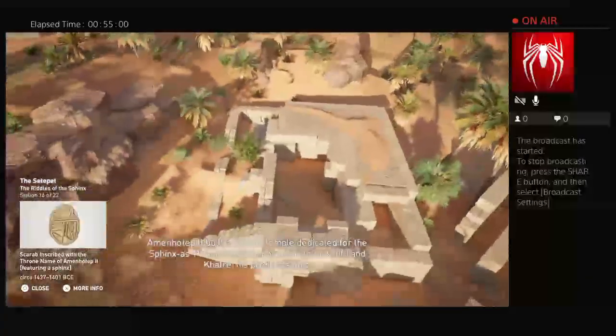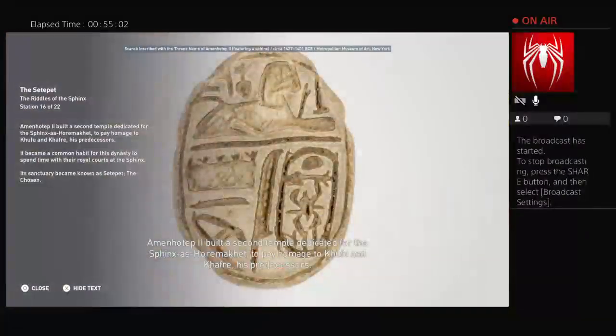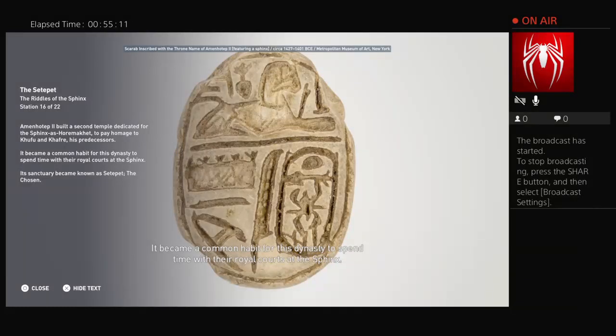Amenhotep II built a second temple dedicated to the Sphinx as Horemakhet to pay homage to Khufu and Khafre, his predecessors. It became a common habit for this dynasty to spend time with their royal courts at the Sphinx. Its sanctuary became known as Setepet, the Chosen.